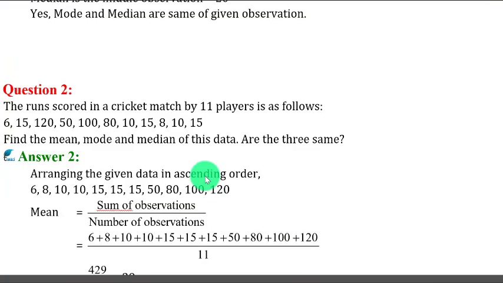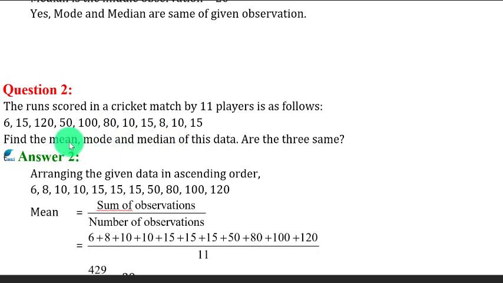So next we can take the second question. The runs scored in a cricket match by 11 players are as follows: 6, 15, 120, 50, 100, 80, 10, 15, 8, 10, 15. Find the mean, mode and median of this data. Are the three the same? So here we have to find out the mean, mode and median.